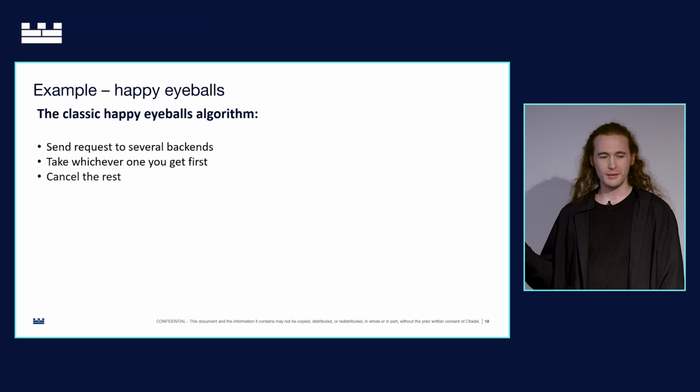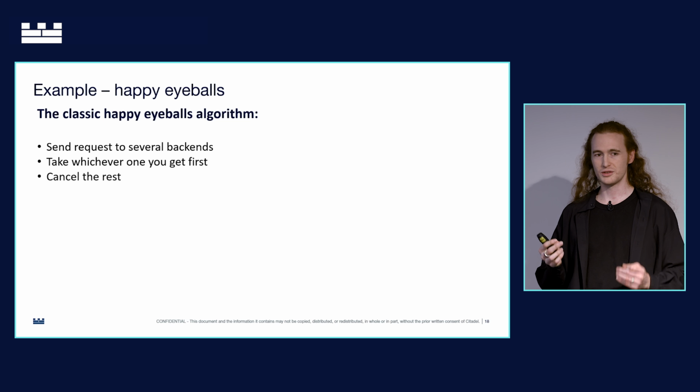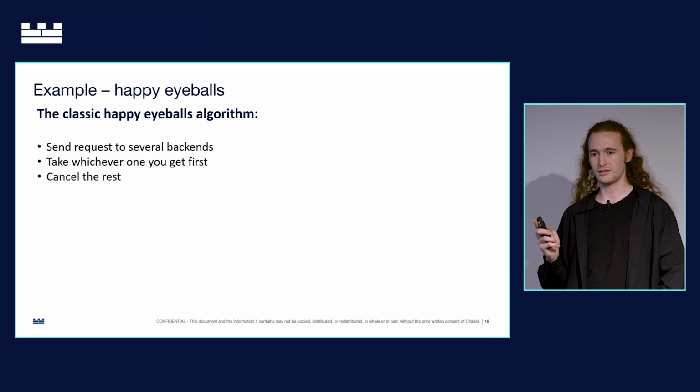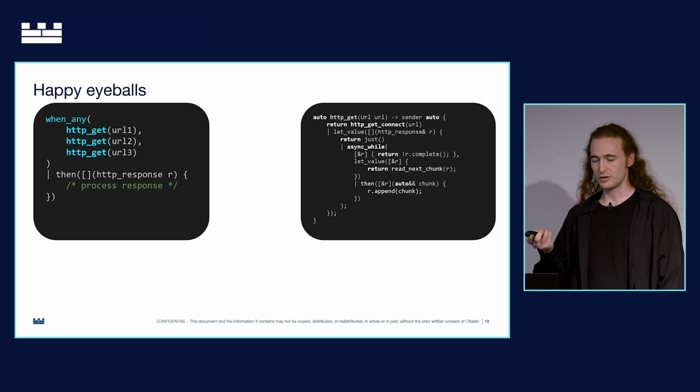So let's try to do happy eyeballs, just for a fun experiment. The idea of happy eyeballs is you want your web page to load quickly, so you send the same request to several different backends, and whichever one answers first, you display, and you cancel the other ones to hopefully save load, right? This is kind of what that should look like. You have a when any, you send the three requests, and then the HTTP GET on the right is the same one as we just saw, right?